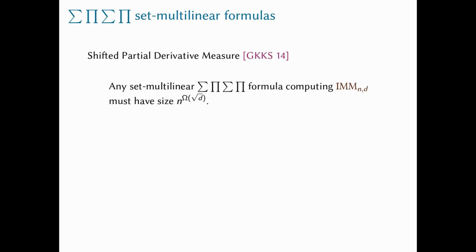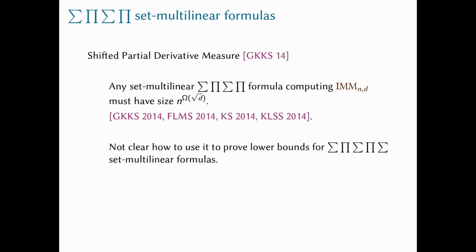So it was the reason why, in fact, there was a lot of work afterwards to modify this measure. For example, the main success was with a shifted partial derivative measure. And in particular, in this way, there was some work showing lower bounds for depth 4 multilinear formulas. For example, for IMA, we know that it is at least of this size. And there is a series of works using this measure or similar measures. But it was for depth 4. It seems that nothing like that exists. We were never able to get something for depth 5 multilinear formulas.